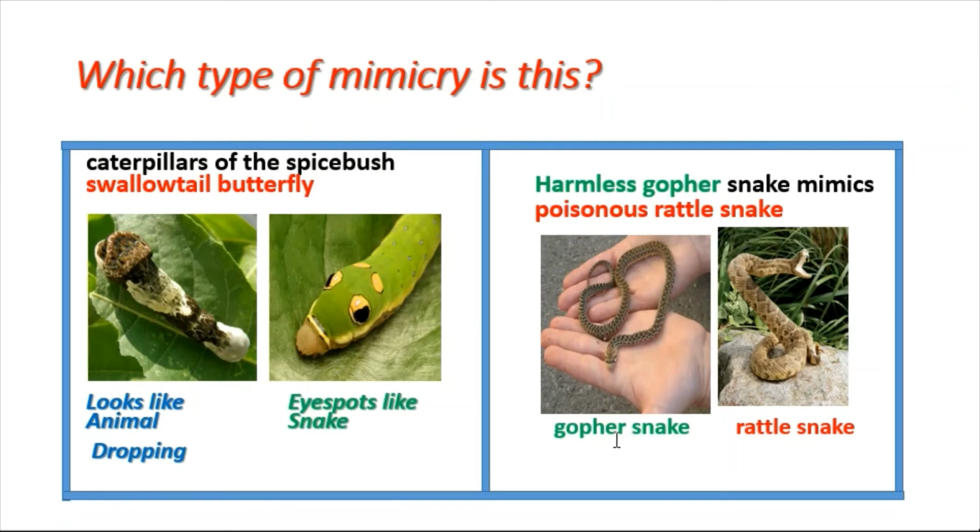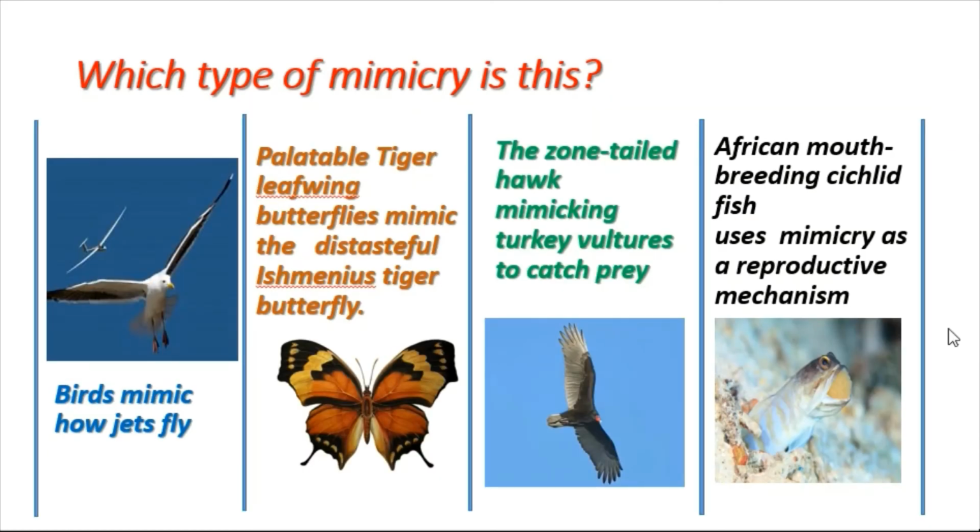Number 5. Harmless gopher snake mimics poisonous rattlesnake. The question is, which type of mimicry is this? The answer is, this is Batesian mimicry. Number 6. A bird flying like how a jet flies. The question is, which type of mimicry is this? Waiting for the answer. Okay, the answer is, this is mimesis.